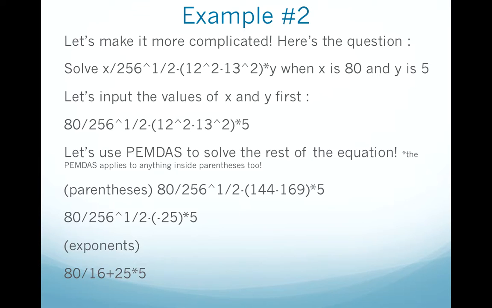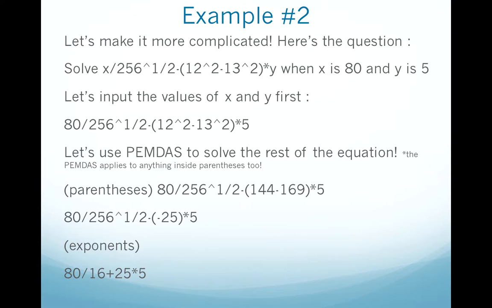Now let's input the values of x and y first to get 80 divided by 256 to the power of 1 over 2 minus (12 to the power of 2 minus 13 to the power of 2) multiplied by 5. Now let's use PEMDAS to solve the rest of the equation. Remember that the PEMDAS rule applies to anything inside the parentheses too. First, let's go in and solve the parentheses.